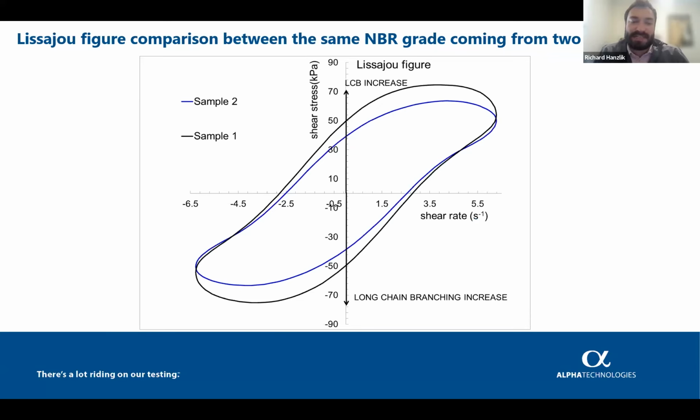We jump to our Lissajous plot, and we see that, in fact, both of these samples lack our loop. So we know that they're both going to be slightly branched at least. And sample 1, the black line, has a much wider center line of that Lissajous plot. And this, as we know, is going to indicate larger LCB branching.